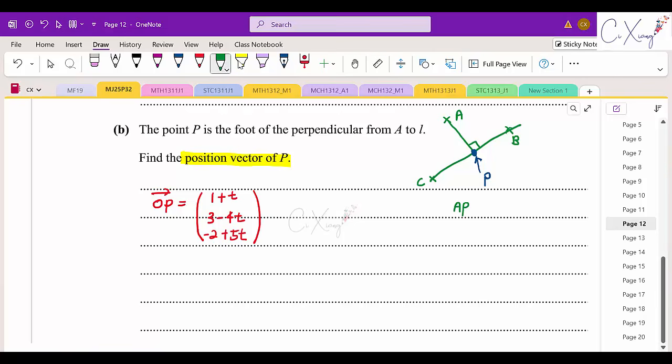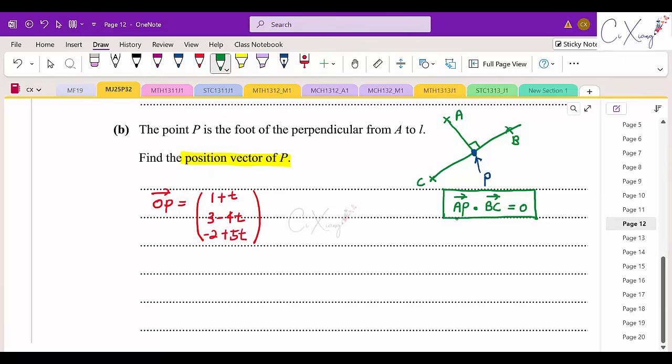To find the value of t, I will use the information that the directions of AP and BC are perpendicular to each other, right? That means if I find the dot product of AP and BC, it will equal 0. So this is what I plan to use. Because AP is perpendicular to BC, in vector form AP dot BC should equal 0. BC, I already have from the first part, right?